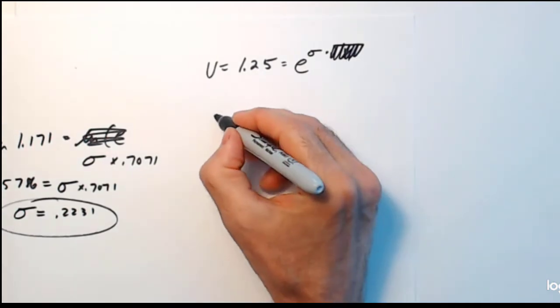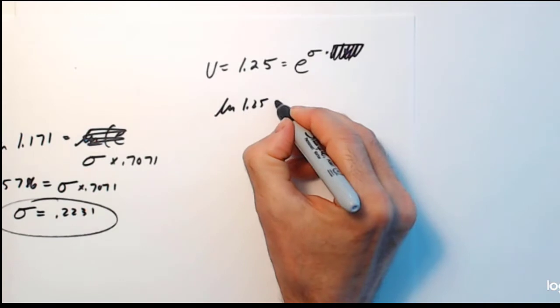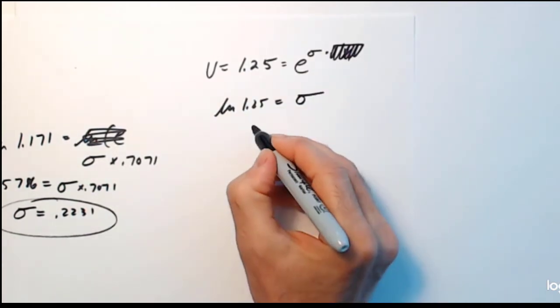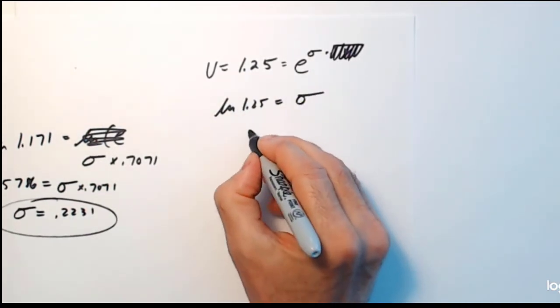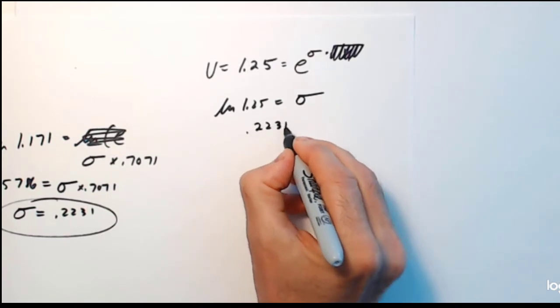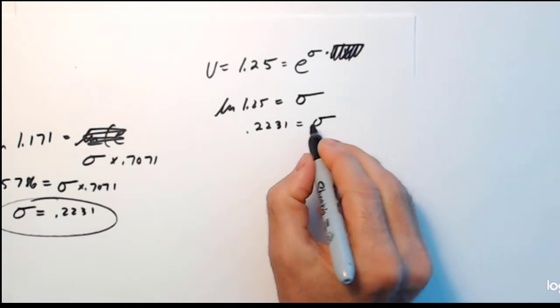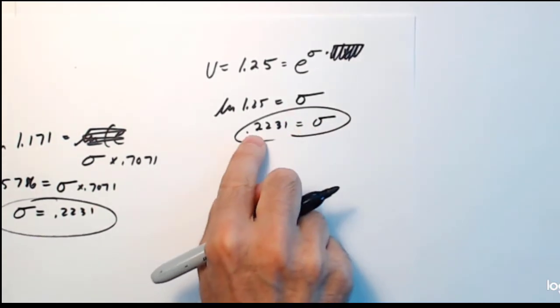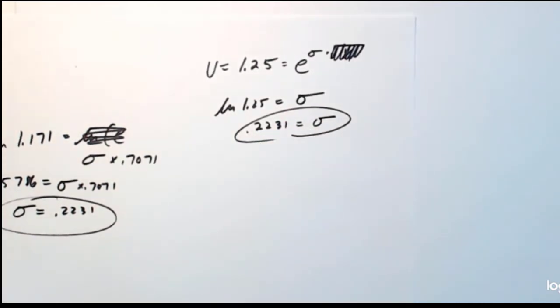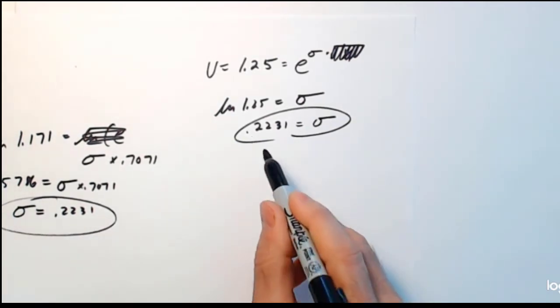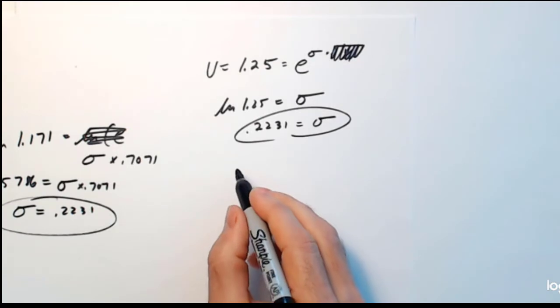And what happens is you take the log of 1.25 equals sigma. And the log of 1.25 happens to be 0.2231. And so sigma here equals 0.2231. So why are these two things the same? Well, this is what's going on.